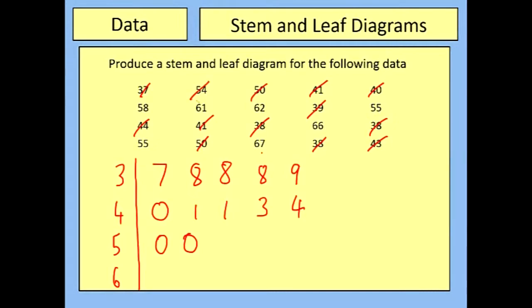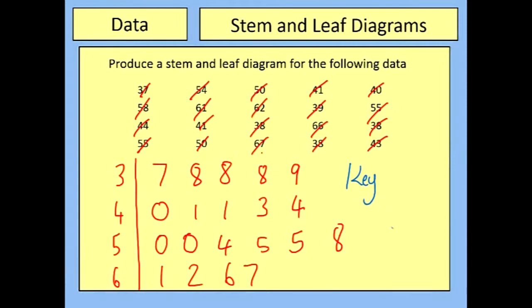We have a 54, two 55s, a 58, and then finally into the 60s, 61, 66, 62, 67, 61, 62, 66, and 67. And of course, not forgetting that all-important extra mark, the key. So I'll pick any number in this. Let's go for 41. 4 with a line, then a 1 equals 41.